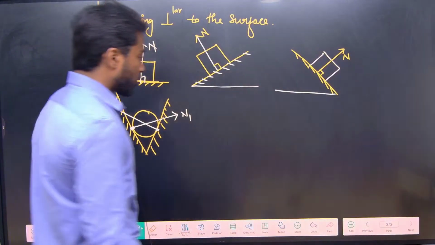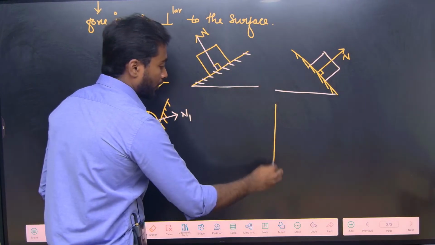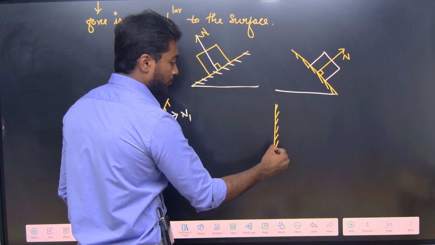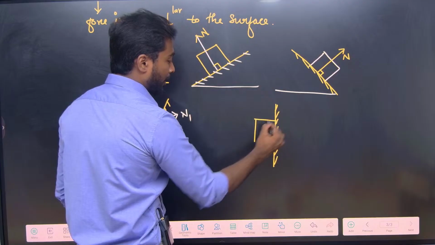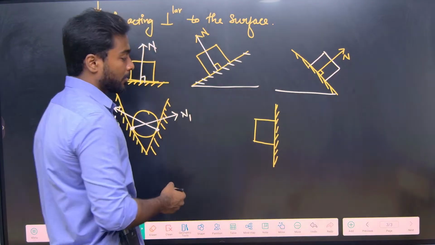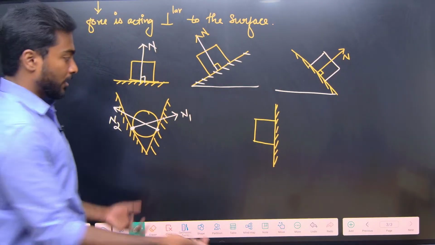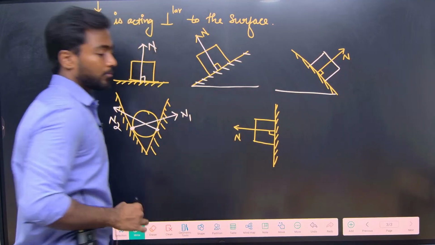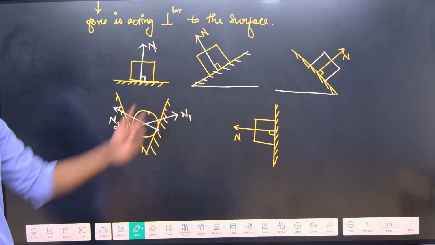Okay, suppose the surface is like this, a wall, and the object is like this, hanging. Where will be the normal force? Exactly, the normal force will be looking like this. Okay, this is my normal force.